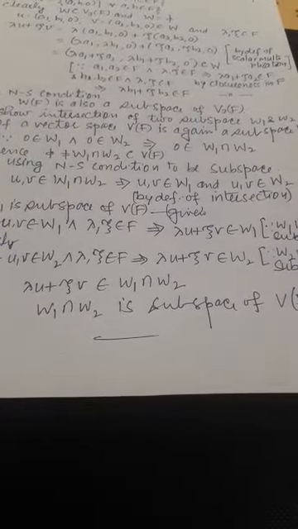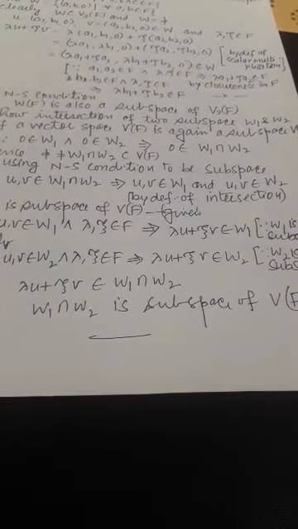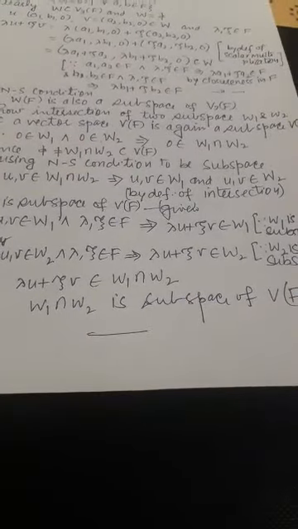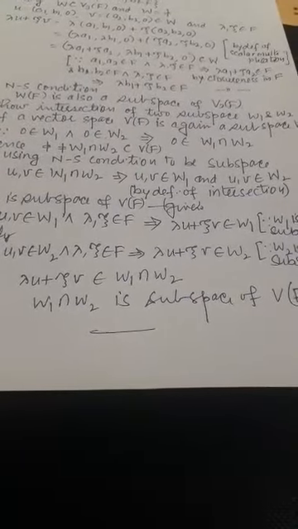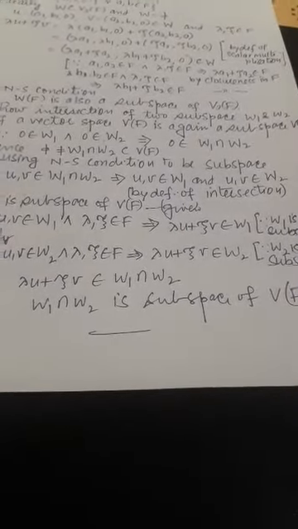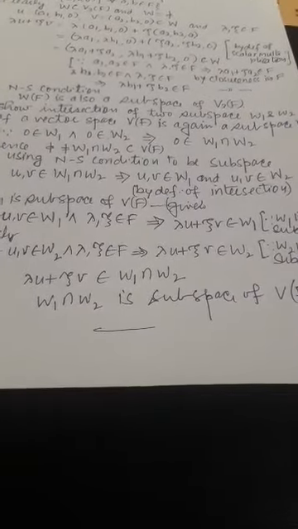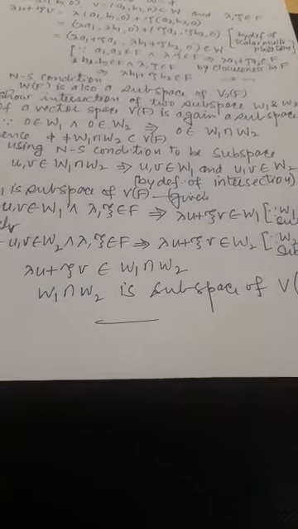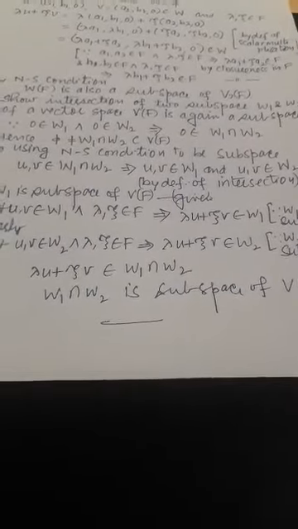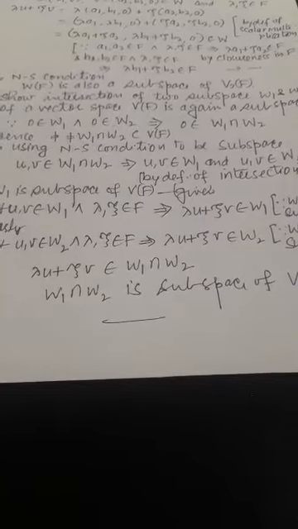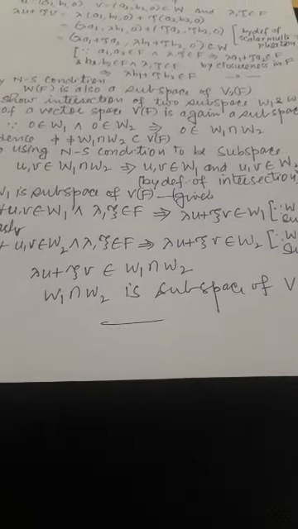Similarly, u and v belong to W2 and lambda and xi belong to F, so lambda u plus xi v is again contained in W2. So lambda u plus xi v is contained in W1 as well as W2. Hence this element is contained in the intersection. So by the necessary and sufficient condition to be a subspace of the vector space is fulfilled. Hence we can say the intersection of two subspaces of a vector space is again a subspace.